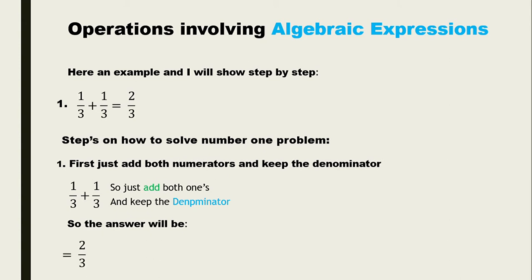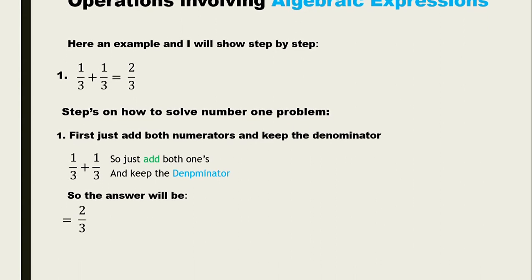So the answer will be 2 over 3, because 1 plus 1 is equal to 3. Oh, I mean 2, sorry. And then keep the denominator, which will be 3, so it's 2 over 3.